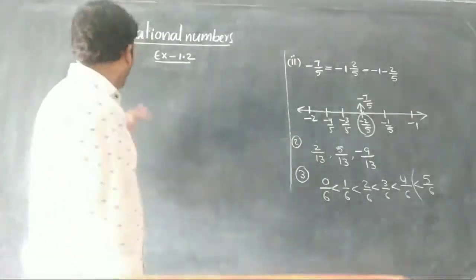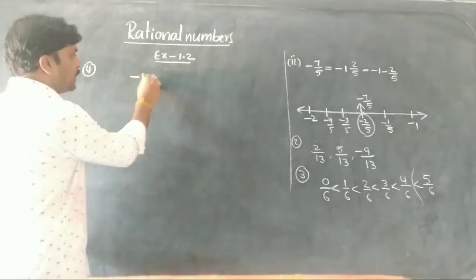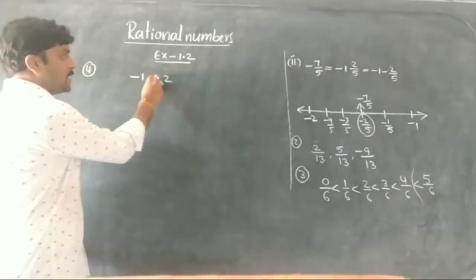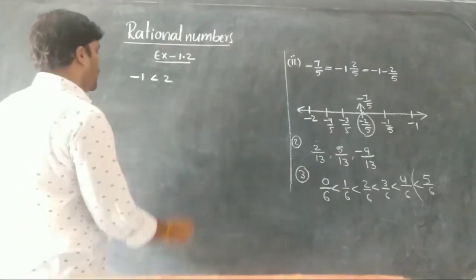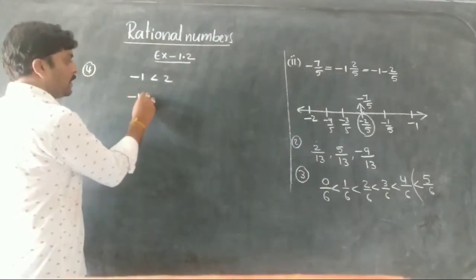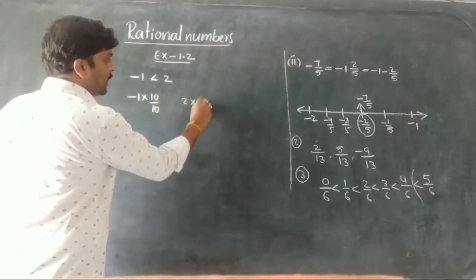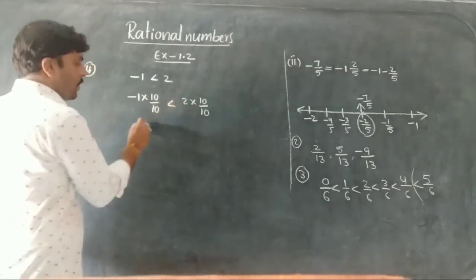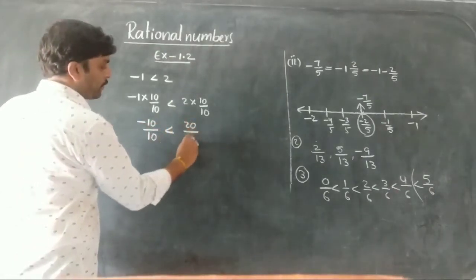Now, fourth question: 12 rational numbers between minus 1 and 2. Here minus 1 is less than 2. Now we need 12 rational numbers. For our convenience, multiply by 10 by 10. Here 2 is also multiplied by 10 by 10. Now minus 10 by 10 is less than 20 by 10.